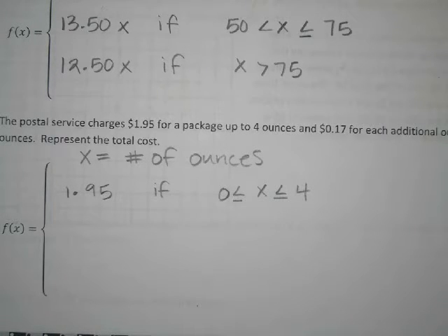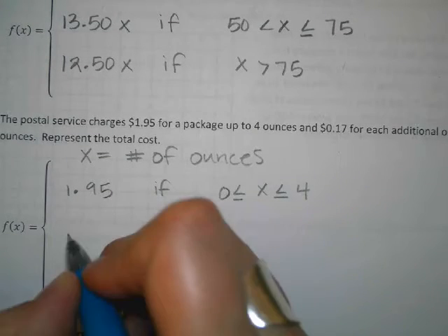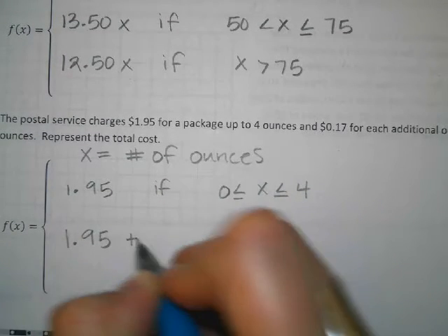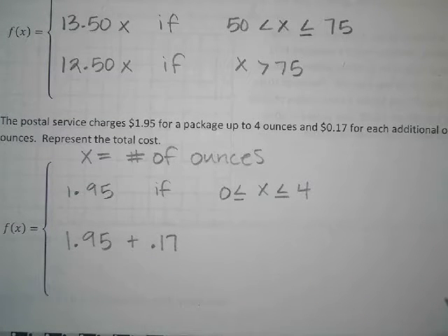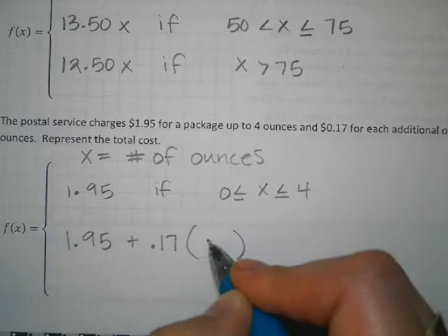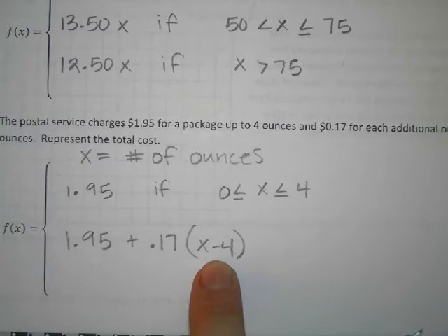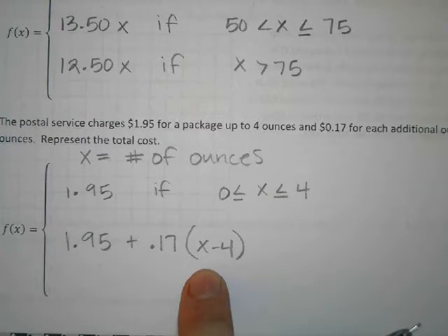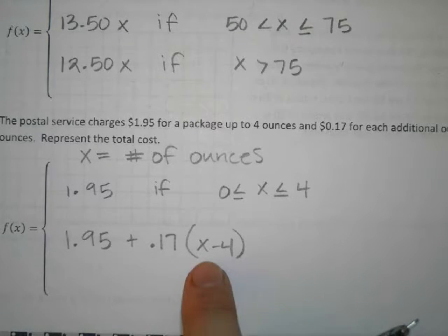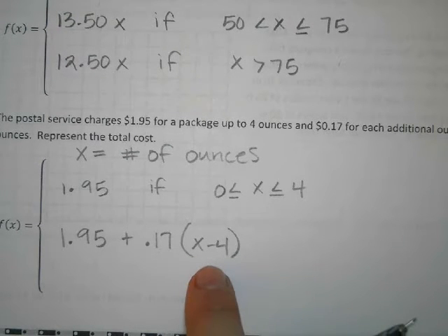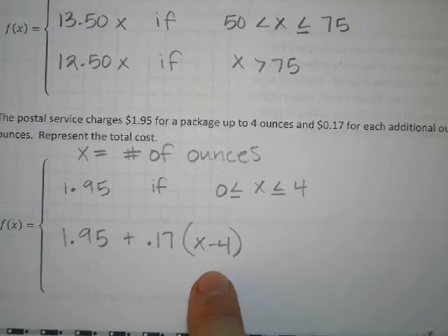So how do we start this piece? You say 1.95 plus 0.17. Yeah, and we got to have X minus 4. What is the X minus 4? What does that part do? Yeah, it only charges you for the ounces that are above 4. You're not paying an extra 17 cents per ounce for the first 4. You're just paying 17 cents per ounce for the ones after the first 4. Okay.